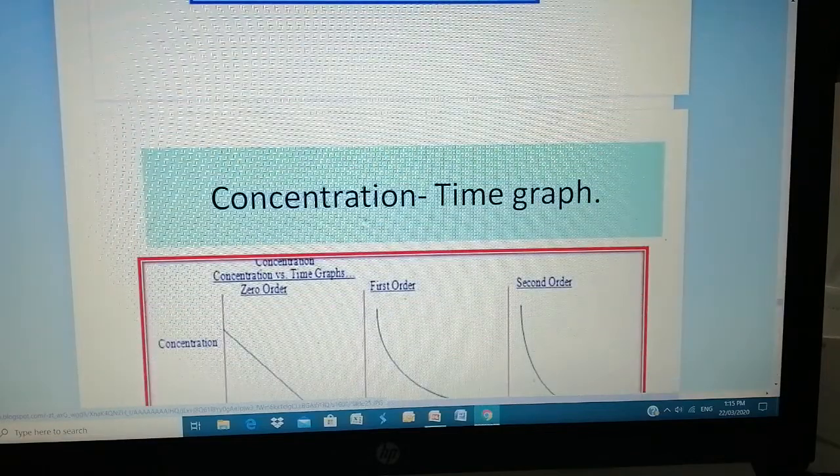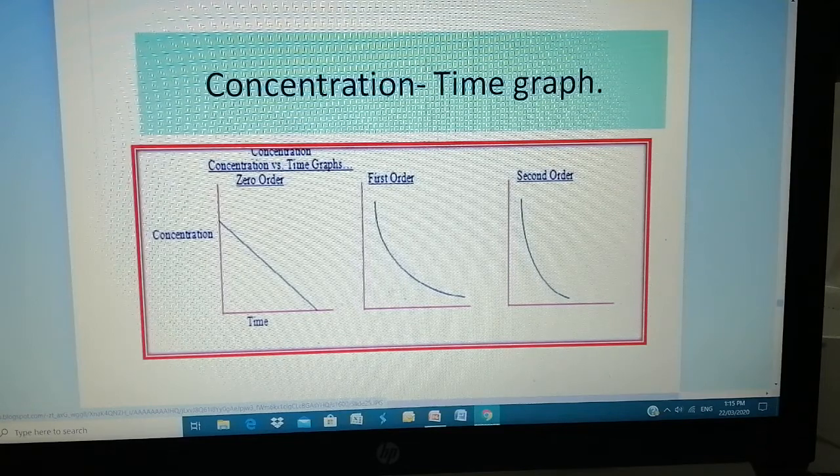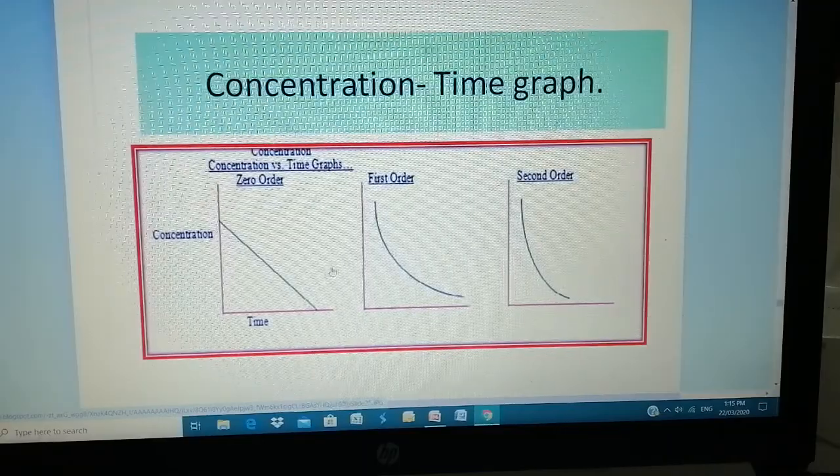Now this graph we have also studied, that is the concentration-time graph. If concentration and time are given, you have to check for these graphs. While you plot this, if you are getting a shape like this, or like this, it's a zero order reaction. If it is like this, it's a first order reaction. So you have to study the graphs, then only you can answer these questions.